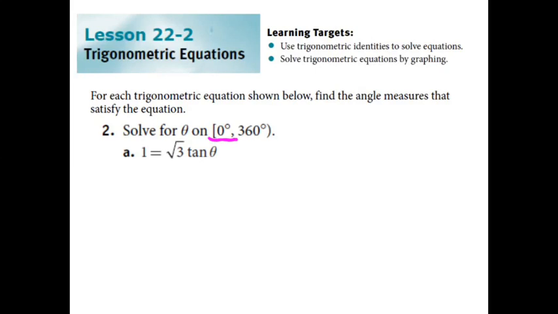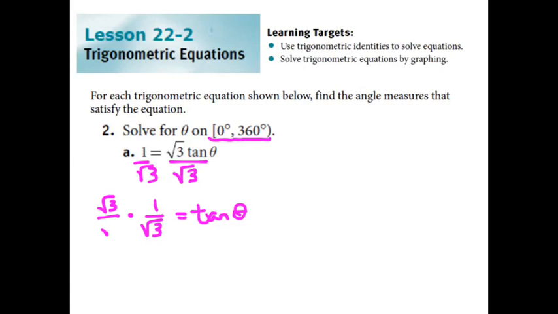So this means I want to find all of the solutions to the equation that are between 0 degrees and 360 degrees. In this first example, I'm going to start by getting that trig function by itself. I'm going to divide by the square root of 3. And so tangent theta is equal to 1 over the square root of 3. And I'm going to rationalize the denominator, get that radical out of the denominator. And so we get tangent theta is equal to square root of 3 over 3.